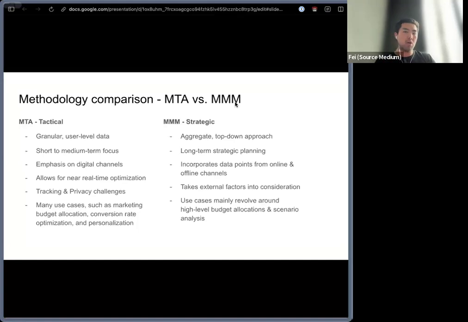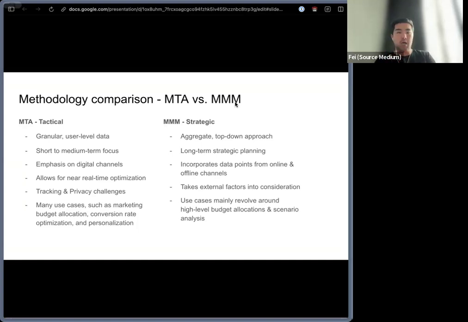Use cases are a lot more than just allocating budget. Obviously it does help you with the budget allocation question, but it's really good for things like conversion rate optimization, personalization, and things like assigning page value. So there are a lot of different use cases once you have this data set.